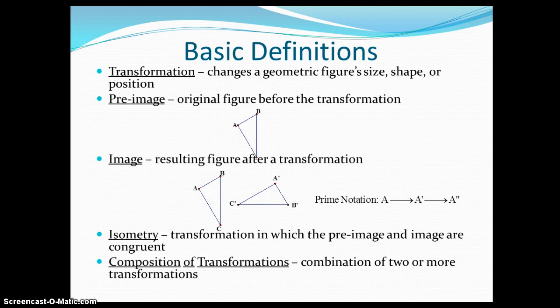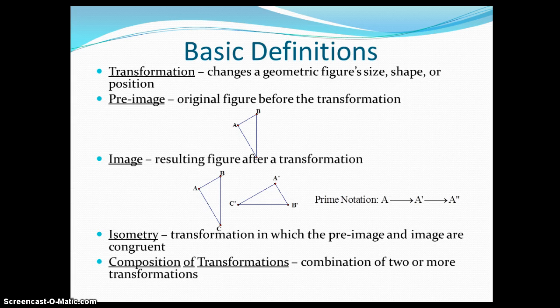So if something is marked A, and then you see something with A prime that looks like an apostrophe, we know that that figure has gone through a transformation of some sort. And if you then transform the figure a second time, you would still call it A prime or A double prime. An isometry is a transformation in which the pre-image and the image are congruent.